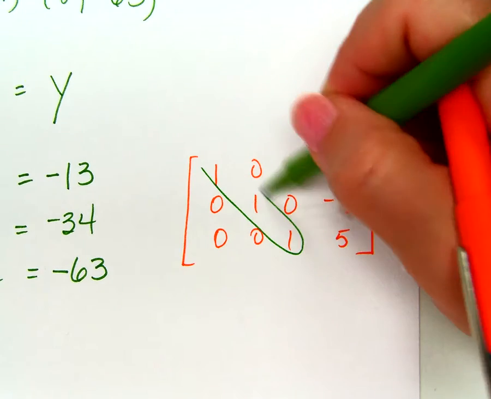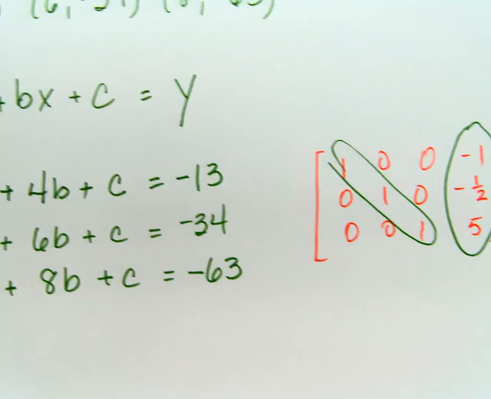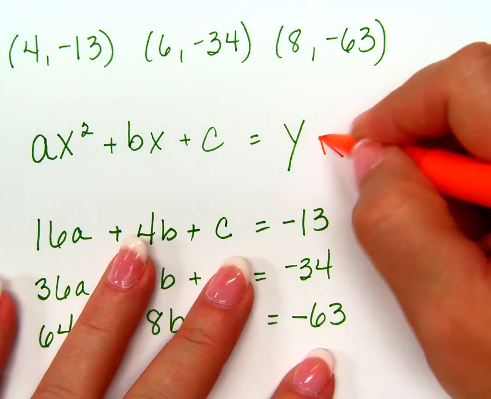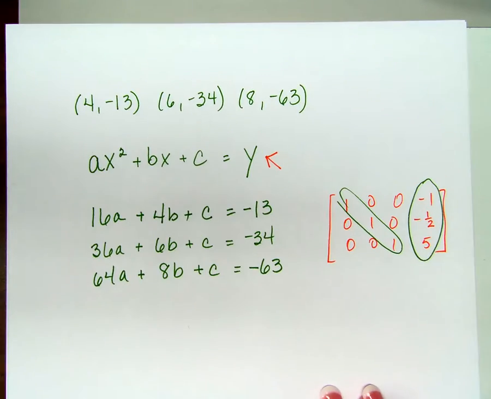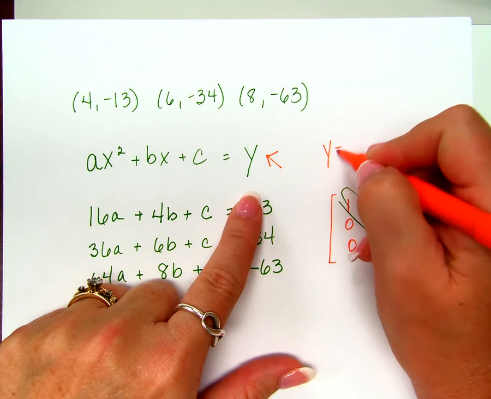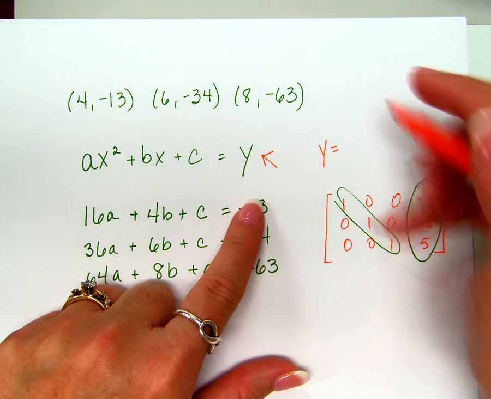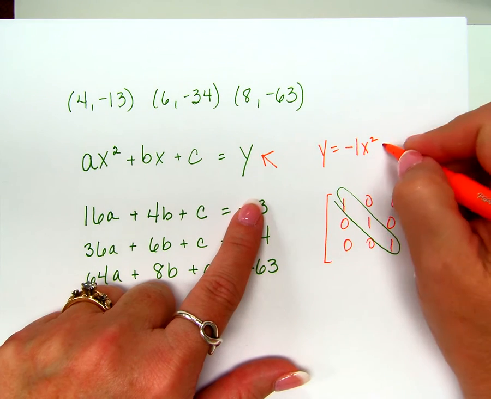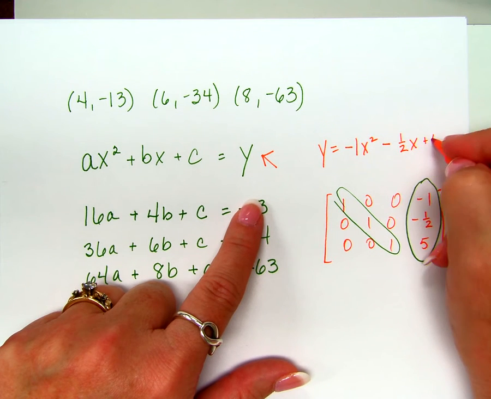How do you know it's right? Diagonal of 1s. So what is this? It's my solution for what? A, B, and C. So now I have to go back here to use my general form, and I need to write the equation. Y equals, what's A? Negative 1. So negative 1 x squared minus a half x plus 5. Done.